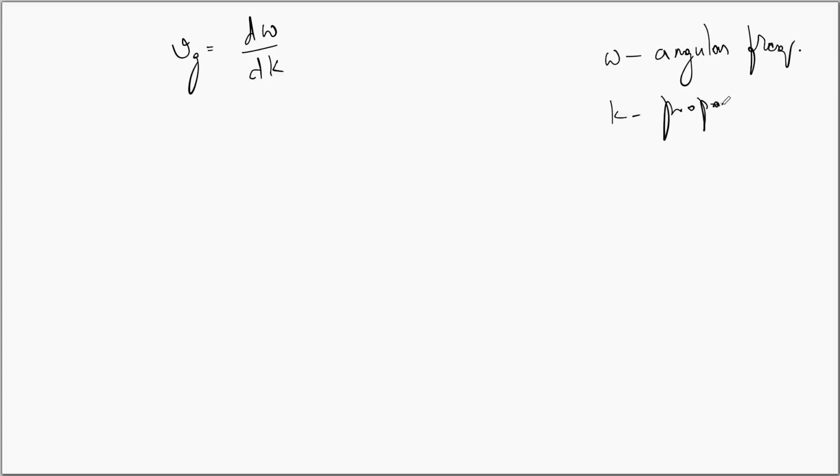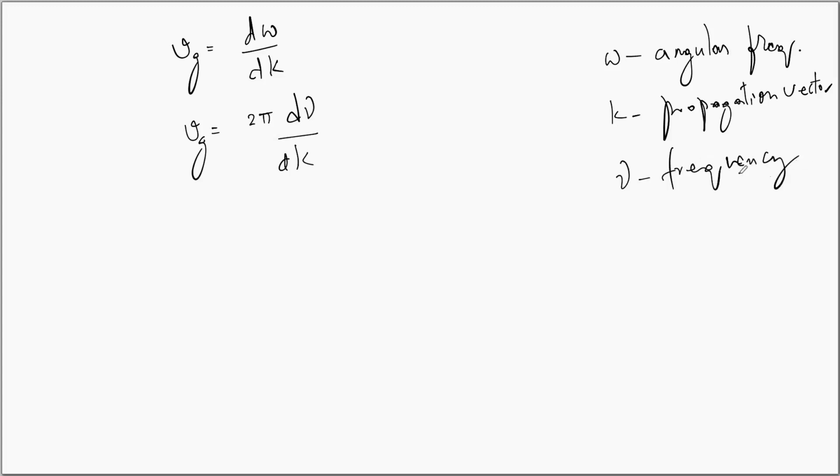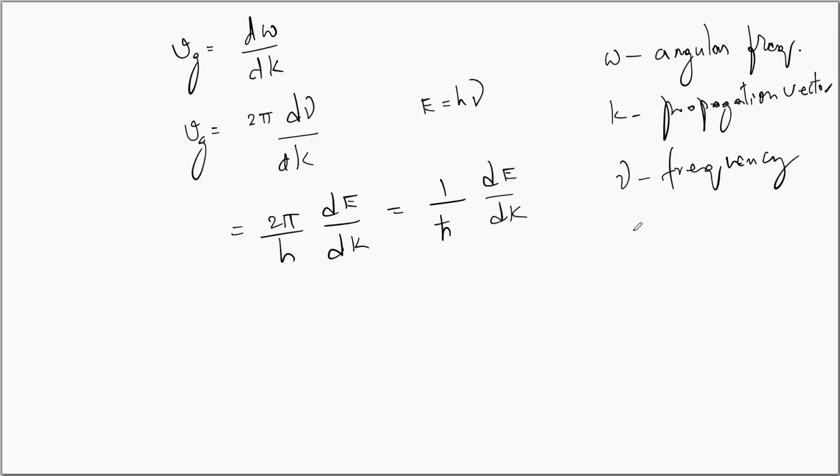We write Vg is equal to d omega upon dk, where omega is the angular frequency and k is the propagation vector. Vg can be written as 2 pi d nu by dk, where nu is the frequency, that is the linear frequency. But we know that E is equal to h nu, so you write this as 2 pi upon h dE upon dk. This can be written as 1 over h bar dE upon dk, because h bar is equal to h by 2 pi.